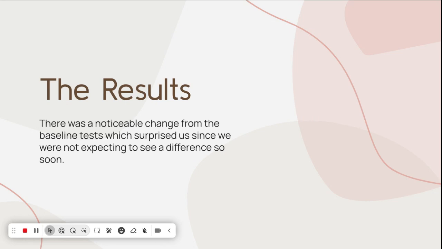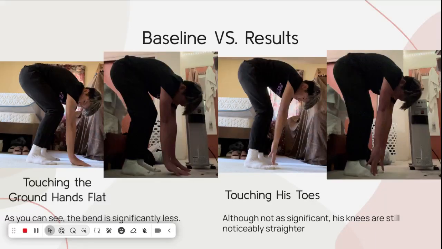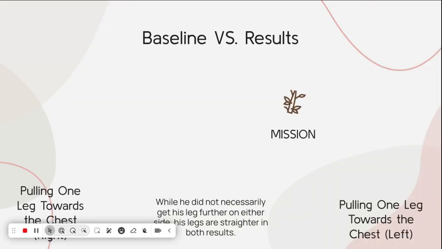The results. There was a noticeable change from the baseline test, which surprised us since we were not expecting to see a difference in just 2 weeks. So for the first one, touching the ground with his hands flat, you can see that the bend in his knees is significantly less. And then touching his toes, while not as noticeable as the other one, his knees are a little bit straighter.